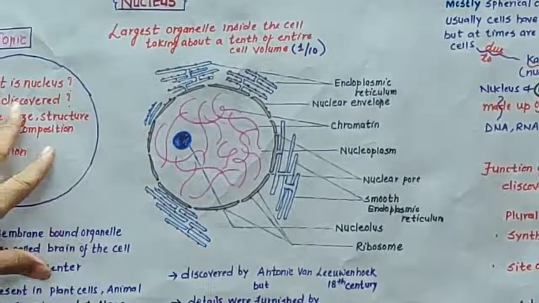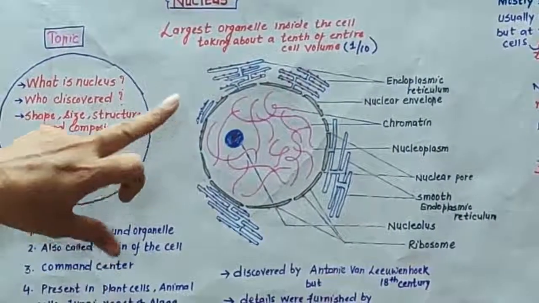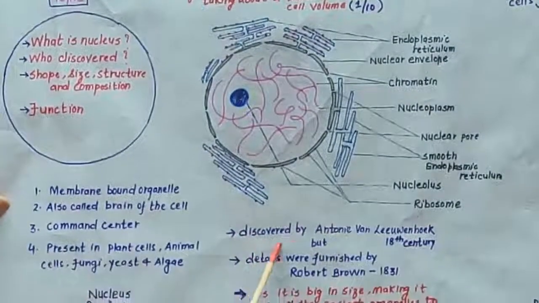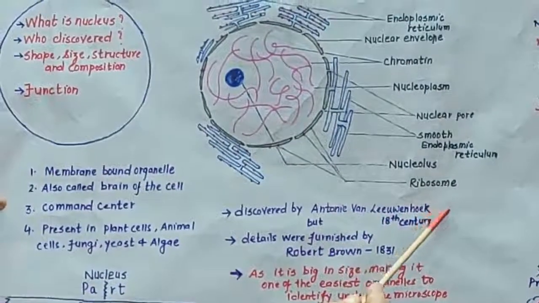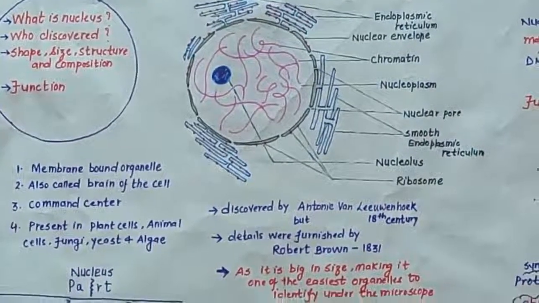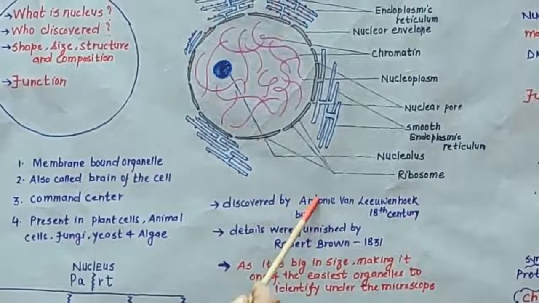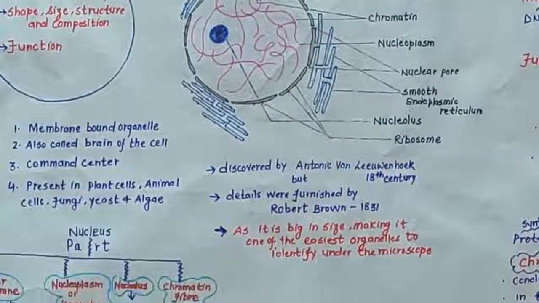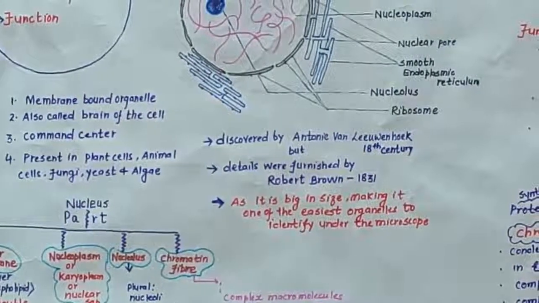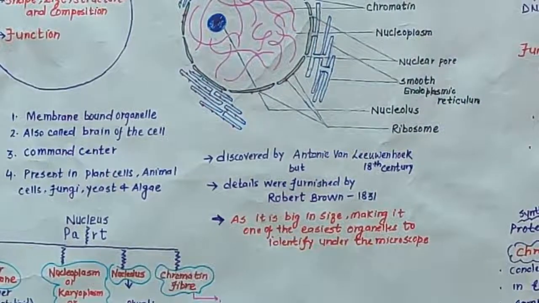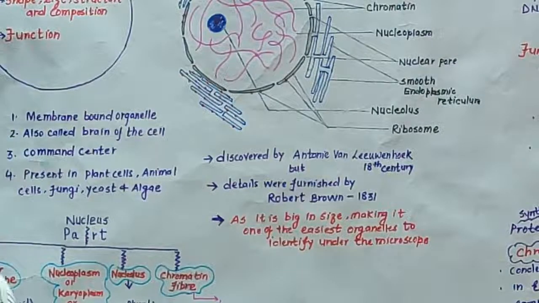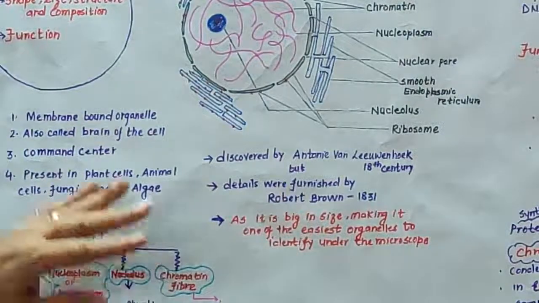Now let's see who discovered or coined the term nucleus. It is discovered by Antony van Leeuwenhoek. This scientist is the same scientist who discovered simple microscope. But details were furnished by Robert Brown in the year 1831. As it is big in size, it is one of the easiest organelles to identify under the microscope.